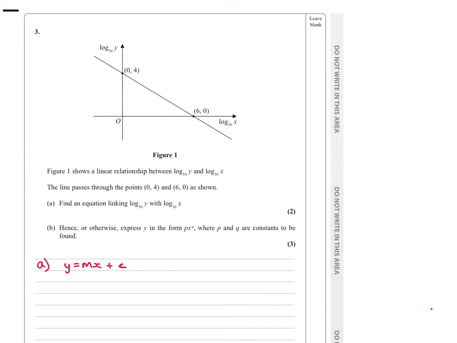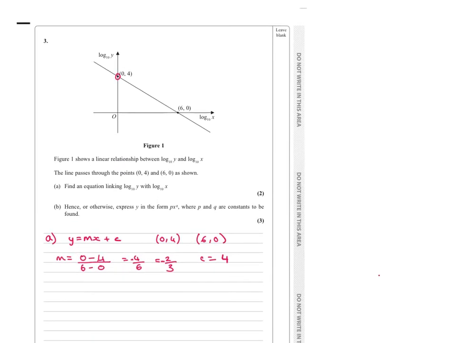We need to find a gradient, and lucky for us, we've been given two coordinates, so I've got 0, 4 and 6, 0. So y2, 0, minus y1, which is 4, over x2, 6, minus 0, 4 over 6, which is in fact 2 over 3. But if we look at the graph, we have a negative gradient, exactly. And you can see on the top, it's negative 4 over 6. Then, we don't need to work out our c, because our c is our y-intercept, which is in fact 4.